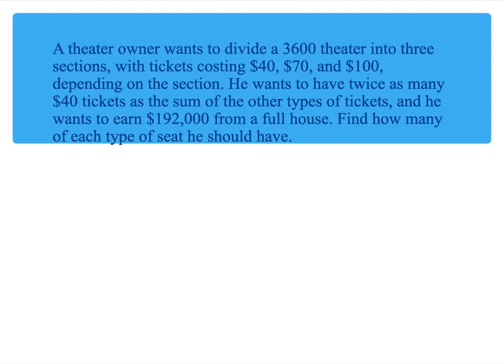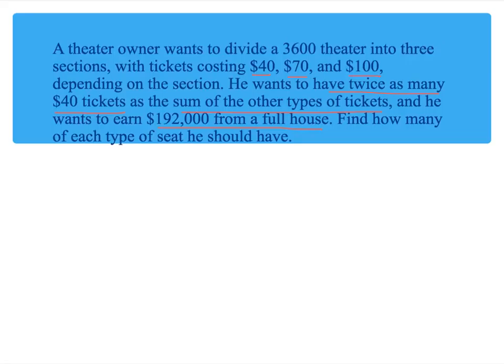So let's suppose a theater owner wants to divide a 3,600-seat theater into 3 sections, with tickets costing $40, $70, and $100, depending on the section. He wants to have twice as many $40 tickets as the sum of the other types of tickets. And he wants to earn $192,000 from a full house. Find how many of each type of seat he should have.